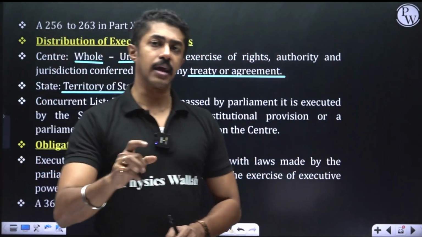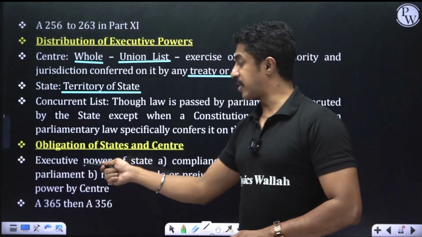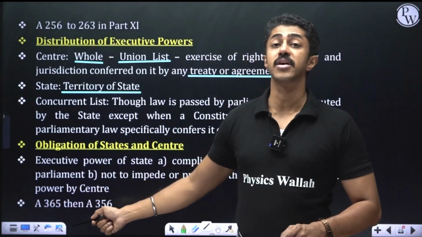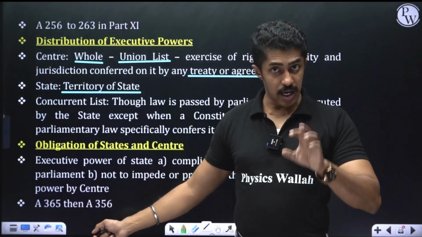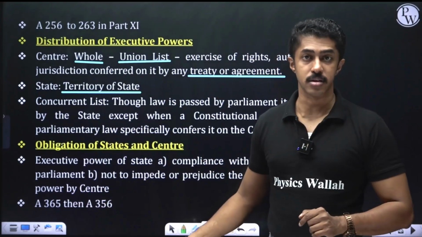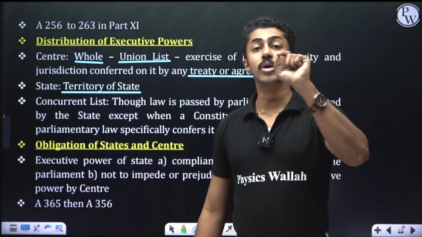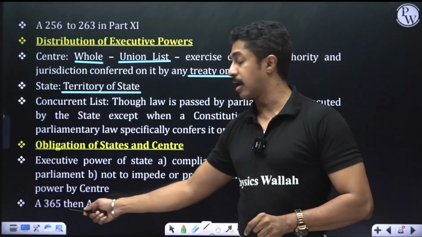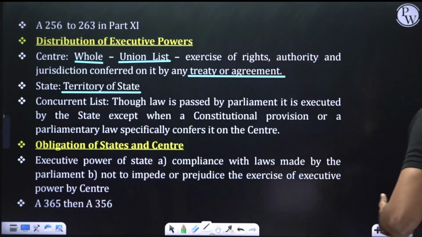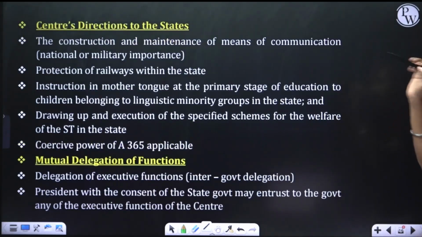If they violate any one of these, Article 365 will kick in. Because Article 365 is very clear. If any one of these gets violated, then President's rule can be declared in that state under Article 356. Clear, people? Moving on.